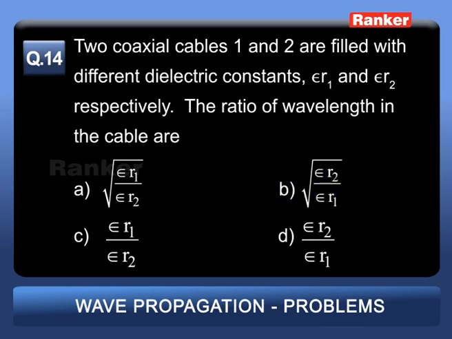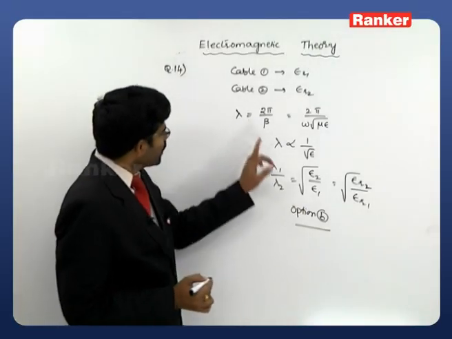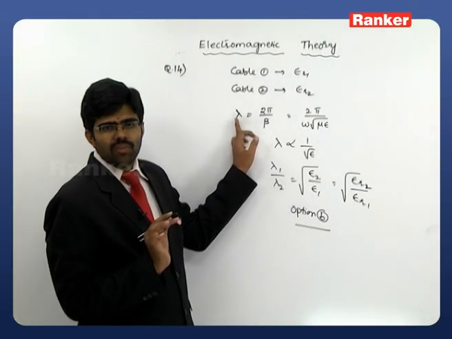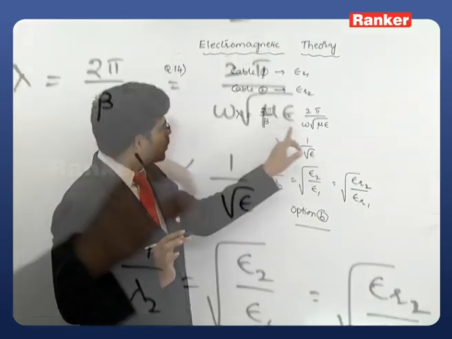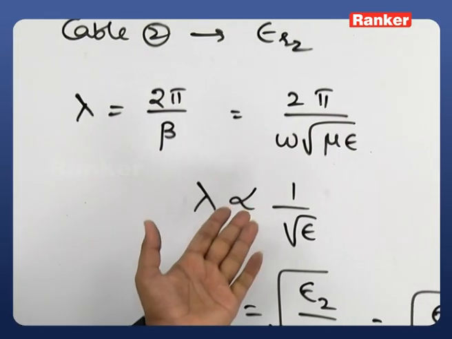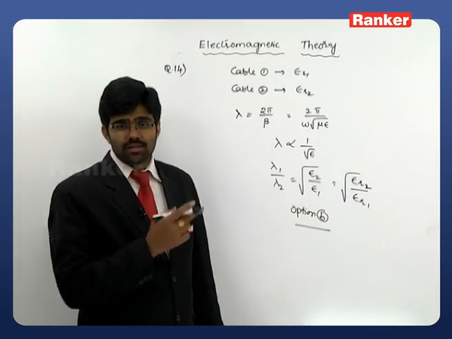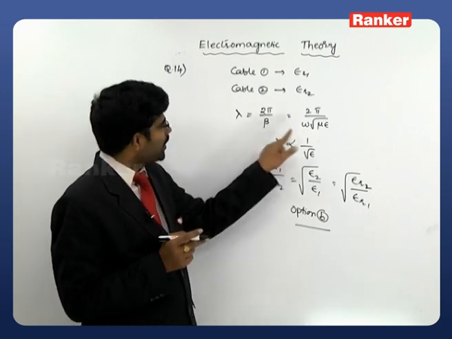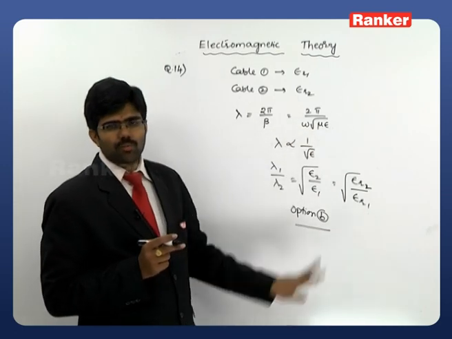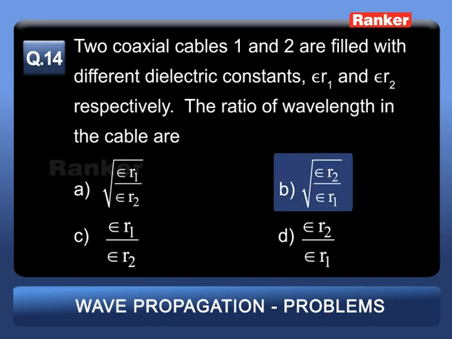So for this problem, what we have to do is observe the basic equation of lambda, and here we got beta, and we have to write down the equivalent of beta from what we got in our wave propagation. Since it is a lossless medium, beta can be taken as omega under root mu epsilon. So option B is right for this problem.